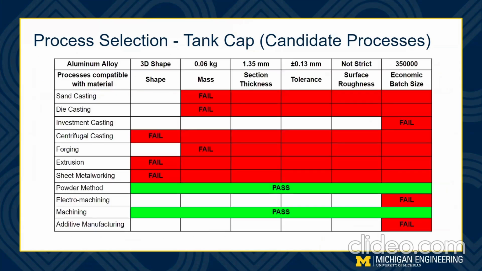The tank cap was to be made out of an aluminum alloy. We narrowed down the manufacturing processes to powder method and machining based on the shape, weight, section thickness, tolerance, surface finish, and the batch size. Finally, we decided to machine the tank cap.